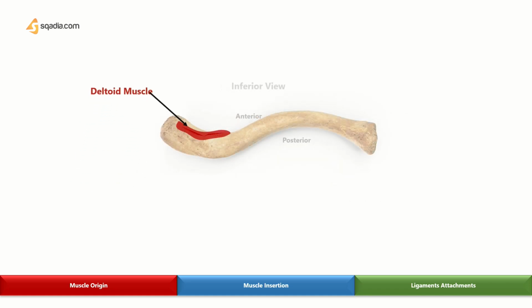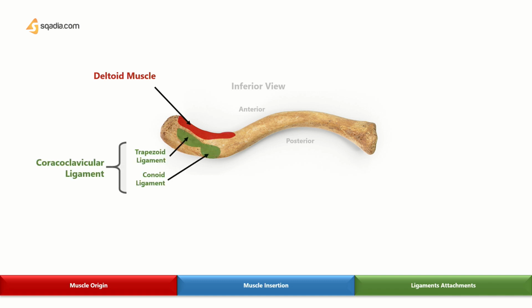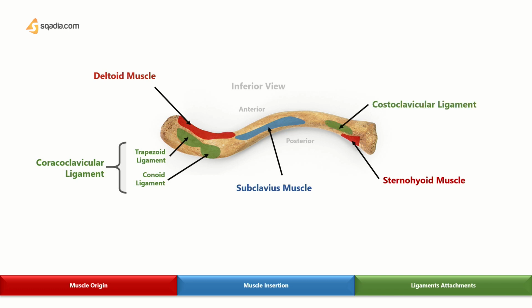Now, if we consider the inferior view, the lateral 1/3 gives attachment to the conoid and trapezoid parts of the coracoclavicular ligament, along with the anterior border showing origin of the deltoid muscle. The medial 2/3 gives insertion to the subclavius on its inferior surface. Its posterior surface attaches the sternohyoid muscle. Then there's the costoclavicular ligament attaching the clavicle to the first rib. As you can also see, the anterior surface attaches the pectoralis major muscle.